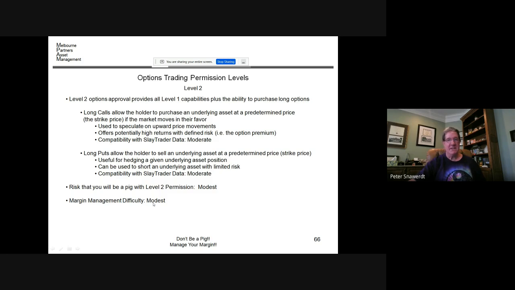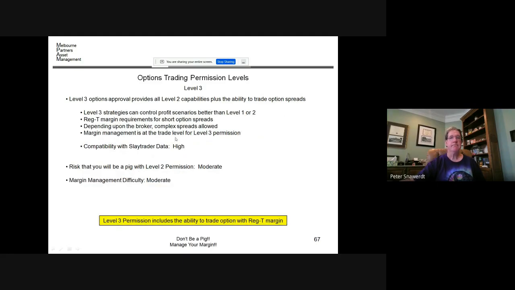Margin management for this, I write modest on here. If you purchase too many long puts or long calls, I suppose you could get yourself in margin difficulty. That's kind of hard to do though. Again, don't be a pig. Level 3. Level 3 gives you the ability to trade spreads.